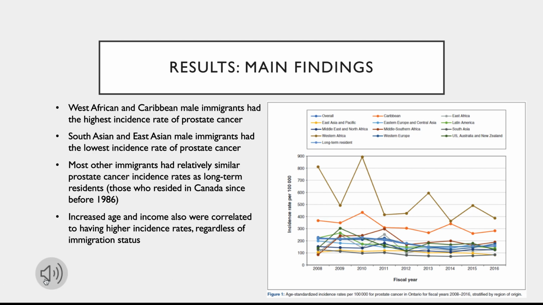The main findings from this study were that West African and Caribbean male immigrants had the highest incidence rate of prostate cancer at 171% and 91% more likely, respectively, to develop it compared to long-term residents. South Asian and East Asian male immigrants had the lowest incidence rate, being 55% and 47%, respectively, less likely to develop prostate cancer. Most other immigrant groups had relatively similar prostate cancer incidence rates as long-term residents, and increased age and income were also correlated to having higher incidence rates of prostate cancer regardless of immigration status.